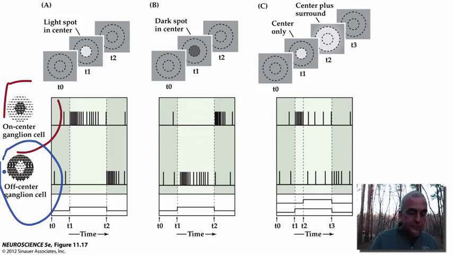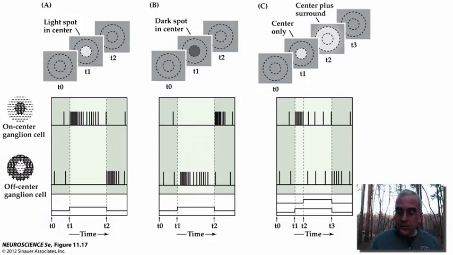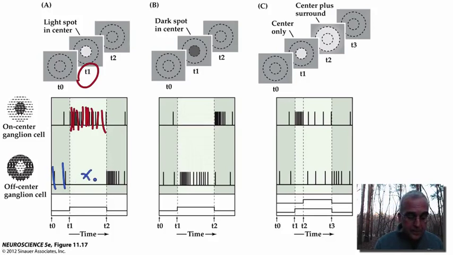So let's see how these two cells would respond when we illuminate the center of their receptive fields. So at time t1, a spot of light goes off that illuminates the center, and what we see is a nice barrage of action potentials in our on-center ganglion cell. Meanwhile, in our off-center ganglion cell, what activity might have been present in the dark condition goes away. And when the spot of light in the center goes off, now there's a bit of a rebound discharge. So we have an increase in action potentials when the light goes off.